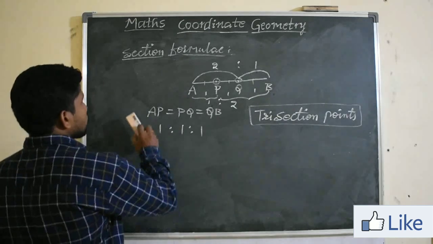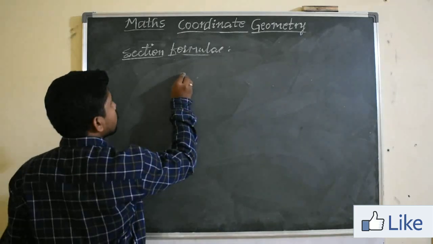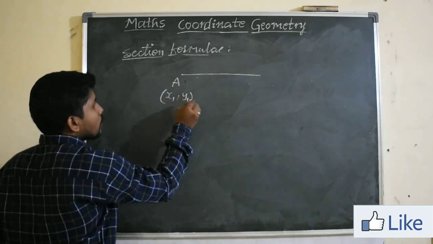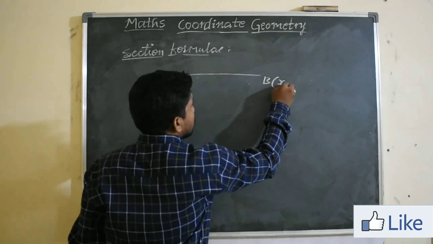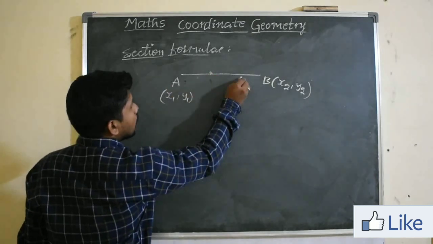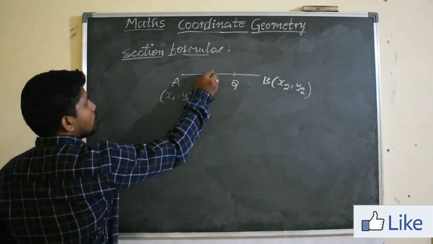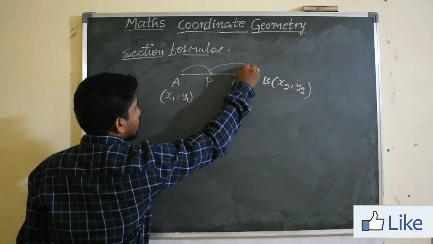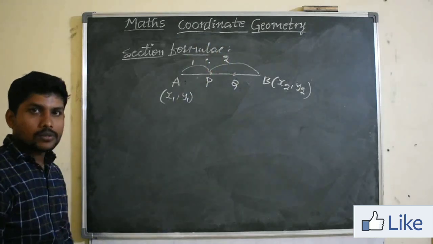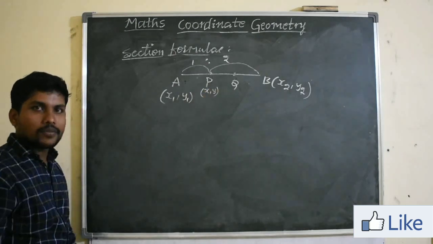Now we will discuss how the points of trisection can be found by using the section formula. Let us take point A as x1 comma y1 and point B as x2 comma y2. Now this line segment is divided into 3 equal parts. So we require 2 points P and Q. Now we know that point P will divide AB in the ratio 1 is to 2. To find the coordinates of this point P, we use the section formula, right?